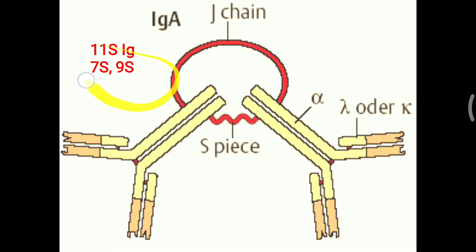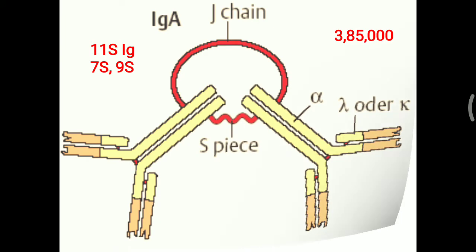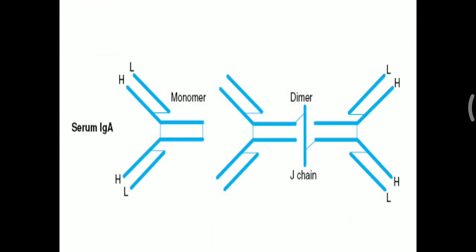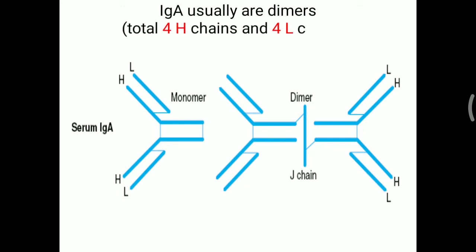Further, it is also known as an 11S immunoglobulin, or sometimes it is in the form of 7S as well as 9S. Now about molecular weight, that is about 385,000 Dalton, but if there is a single unit, it may be 180,000 Dalton. So depending on the unit, it may have a different molecular weight. Immunoglobulin A usually are dimers. So these contain a total of 4 heavy chains and 4 light chains.